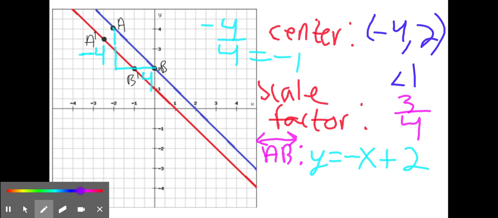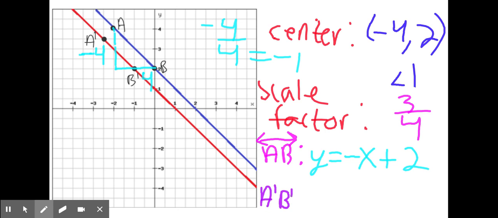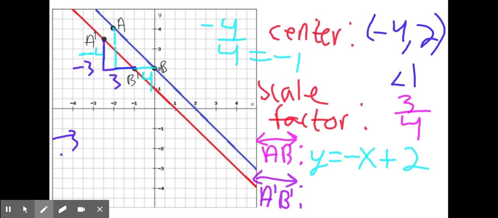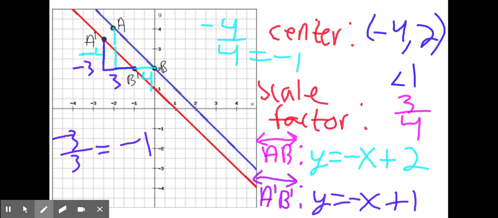And then before we end, we're also going to find the equation of our image, which is line A'B'. And again, this is going to have the same slope. If you don't believe me, we can look at it on the actual graph, but we have to go down 3 and over 3 to get from A prime to B prime. So down 3 over 3, slope is -3/3 or -1. So see, same slope. So y equals -x again, but this time I have a different y-intercept. My intercept is 1, so my equation is y equals -x plus 1.